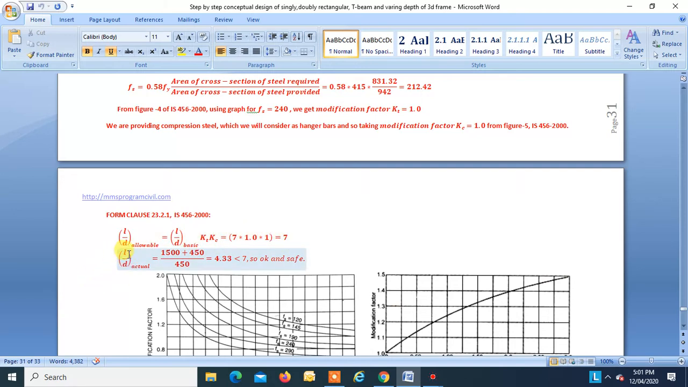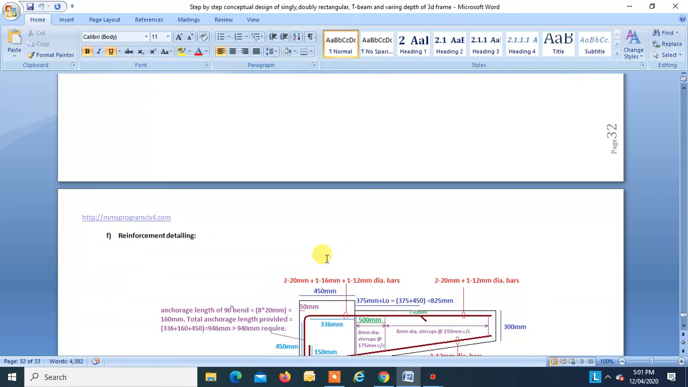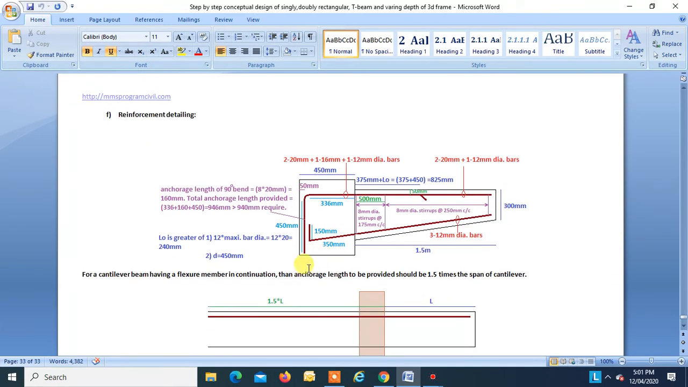Now actual L by D. In case of a cantilever, the code says the effective span for the cantilever to be taken is the clear span of the cantilever plus the effective depth. Okay, so clear span is 1500, effective depth is 450, and divided by effective depth 450. So this is 4.33, which is less than 7. So it is safe in deflection. Okay. So this is how we do the design of a cantilever with varying depth, right?